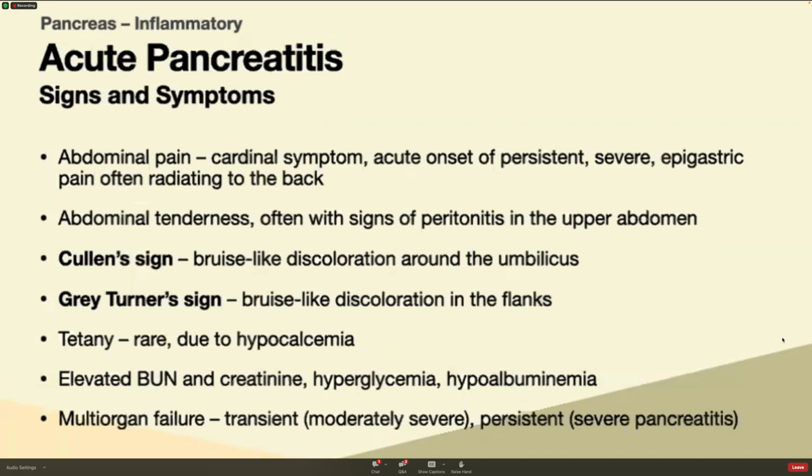As we all know, the characteristic pain in acute pancreatitis is an acute onset, persistent, severe epigastric pain, often radiating to the back. Then some recall questions are the Cullen sign, which is the bruise-like discoloration around the umbilicus, and the Grey Turner sign, which is the bruise-like discoloration in the flanks. So sometimes this is asked in the exam.